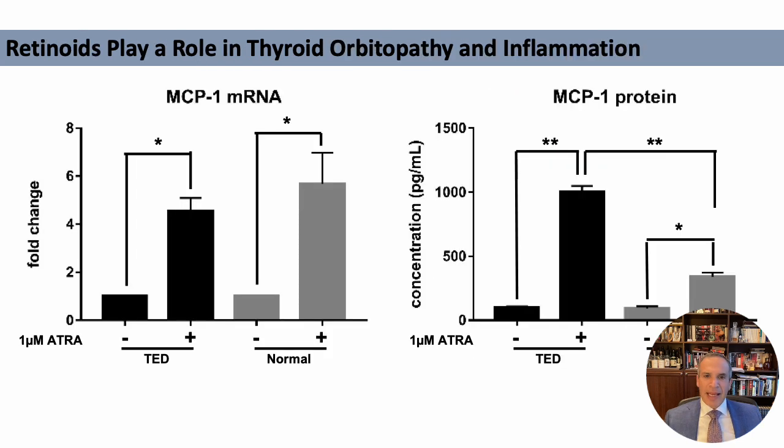In my lab, we looked at the levels of MCP1 mRNA, which means gene expression, and MCP1 protein, which is the result of actual translation, in patients with thyroid eye disease versus normal. In all of these patients, adding retinoic acid leads to induction of MCP1 expression. And remember, retinoic acid is a transcription factor.